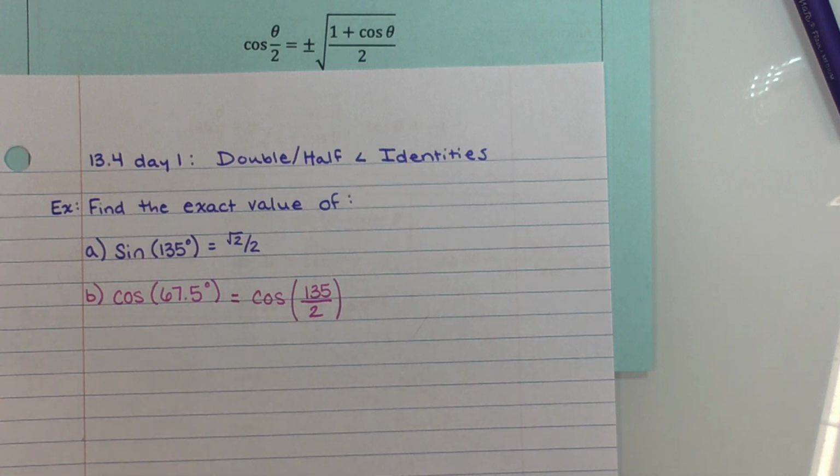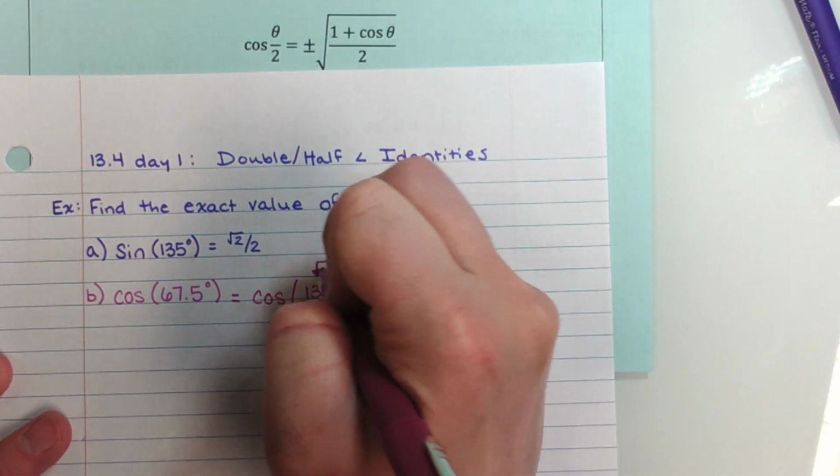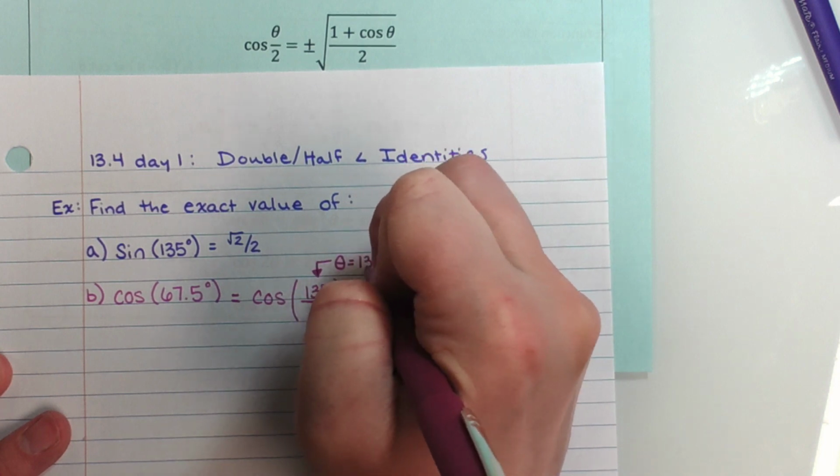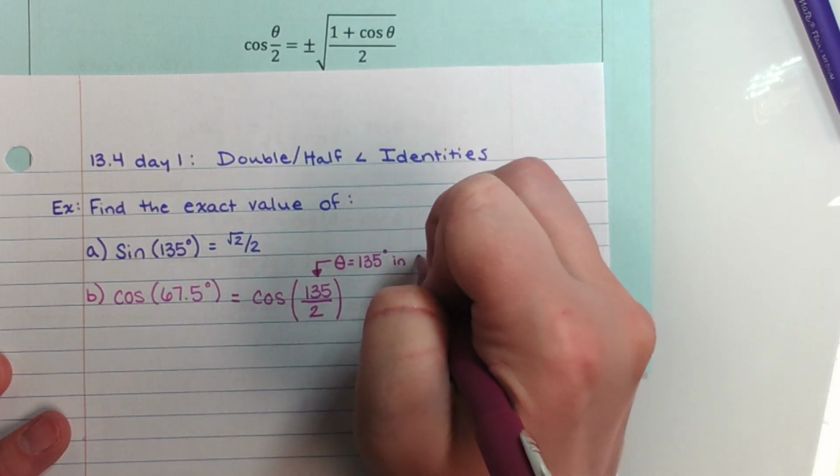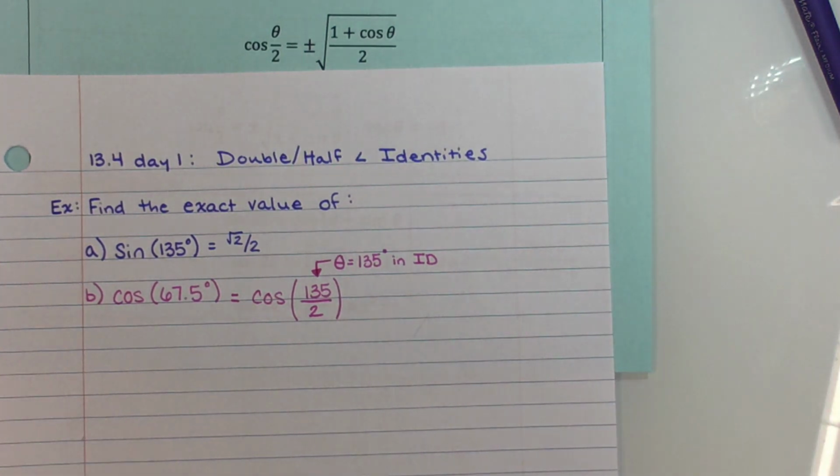Here's the challenge with using this one. Here's the thing that trips people up the most. In the identity, what is theta? The 135. It is not the 67.5. In the identity, it has to be that. Far too often, people start putting the 67.5 into the identity, which causes issues because you still don't know cosine of 67.5. If you did, you wouldn't be using the identity in the first place.